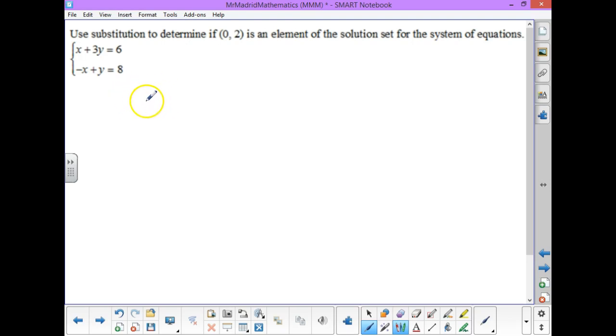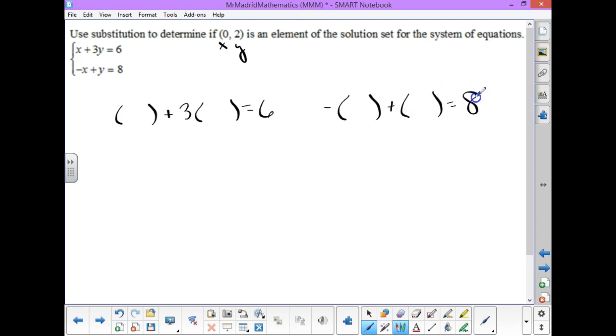So let's go ahead and use substitution. Let's see here. So this is x and this is y. Notice that this is a skeleton for this first equation. This is a skeleton for the second equation. So I'll just plug in 0 and 2. Now I could do both at the same time, but I'll just continue with this one so it doesn't get so distracting.